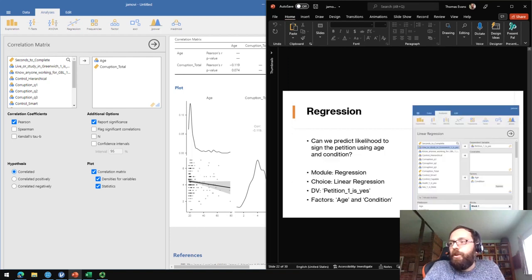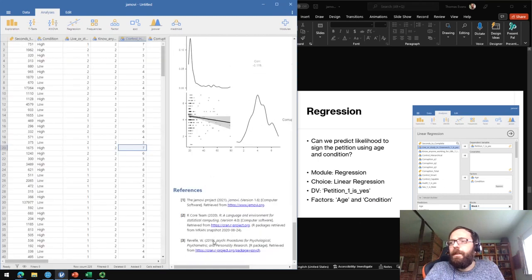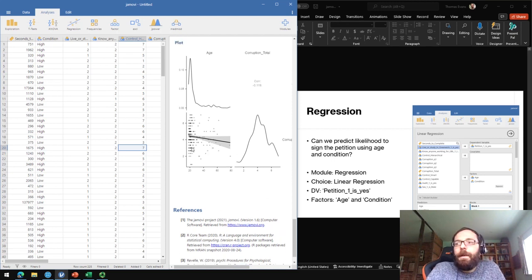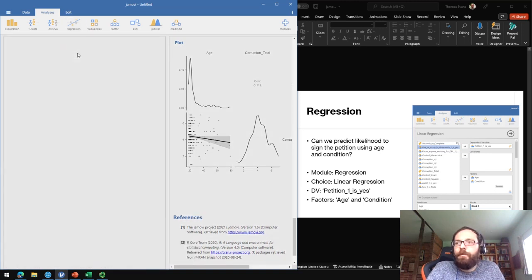We can do the same if we look at regression. So in this case, can we predict people's likelihood to sign the petition using age and condition? So perhaps I've been a bit mean here, and we should control for or acknowledge the fact that some differences may be due to condition. So let's run a regression. So we do regression analyses. We do linear regression this time. So for those following by my voice, analyses, regression, linear regression.